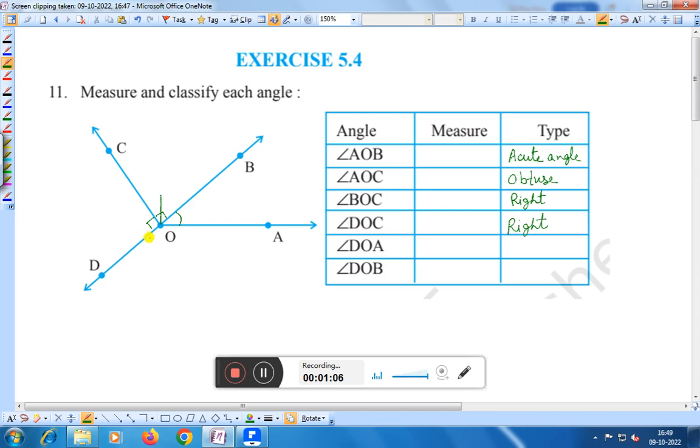DOA, you have to measure this angle and you will find that it is greater than 90 degrees, therefore it is an obtuse angle.